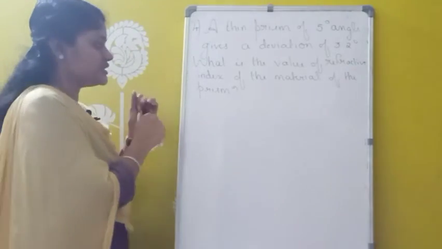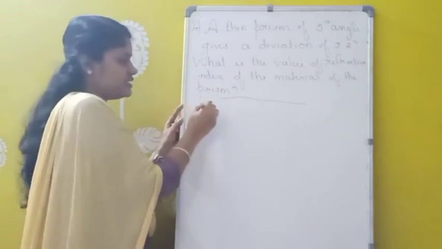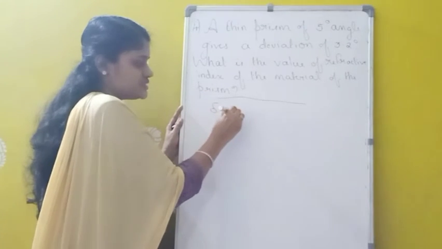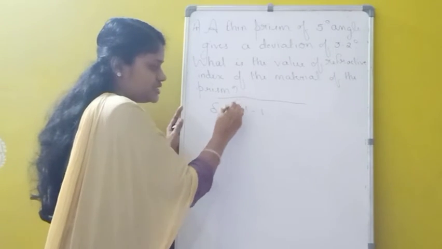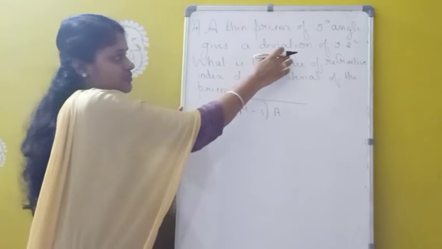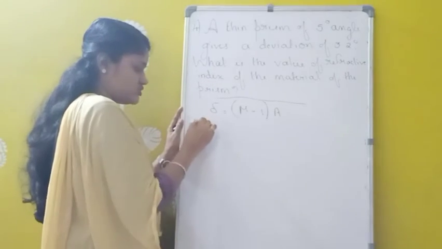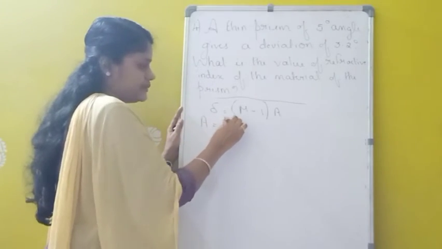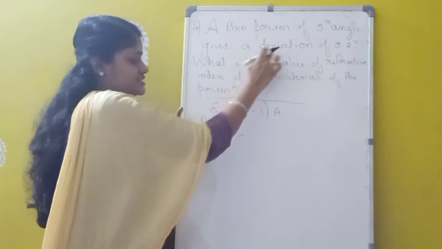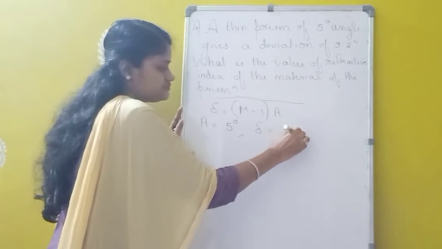Okay. So already we studied about the formula. Angle of deviation delta equals, what is the formula? Mu minus 1 into A. This is the formula for angle of deviation. So here what are the data given? The thin prism is having an angle of how much? A is given as 5 degree. Then what else is given? Delta, deviation angle, is given as 3.2 degree.